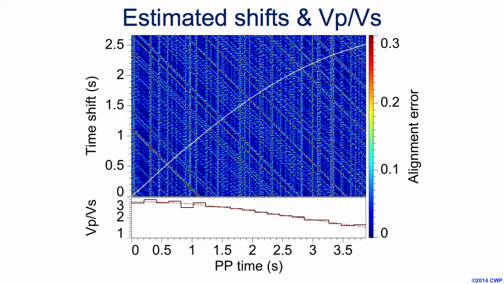Okay, so how do we get the VPVS ratios? We need to compute derivatives of the smooth path, that's the U function of PP time, with respect to PP time. Right? And there's a factor of 2, and you have to add 1, but that's not important. What's important is that because our smooth path is here piecewise linear, the estimated VPVS ratios are piecewise constant because we computed a derivative at every PP time.